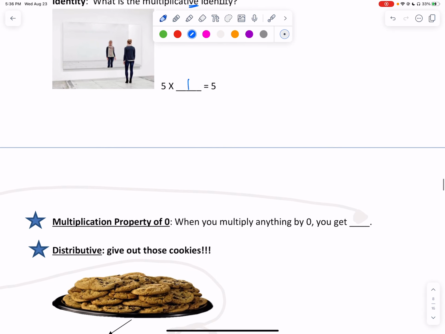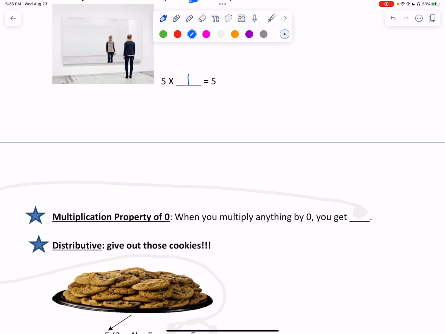Okay. Multiplication property of 0. Anytime you multiply by 0, what are you going to get? 0. Because that's saying I have 0 sets of whatever, right?